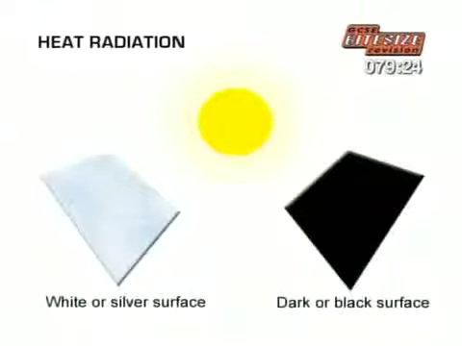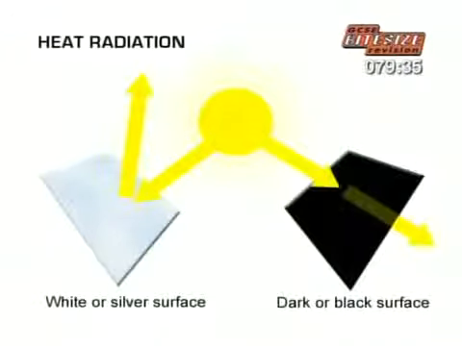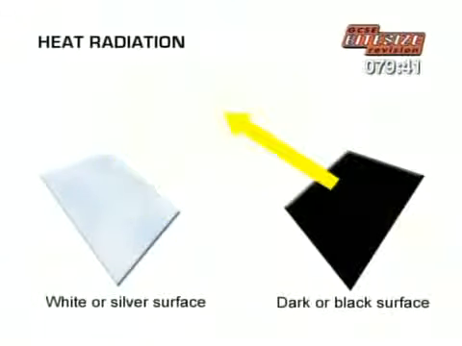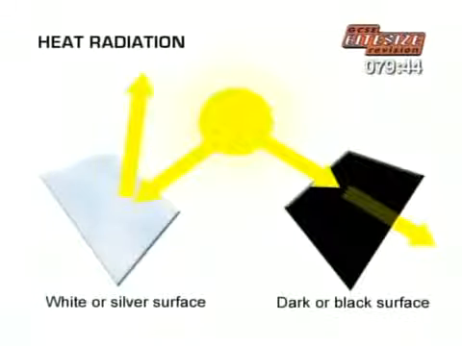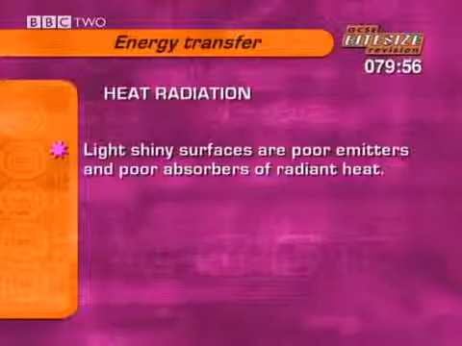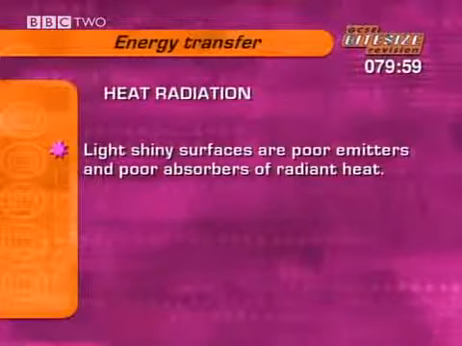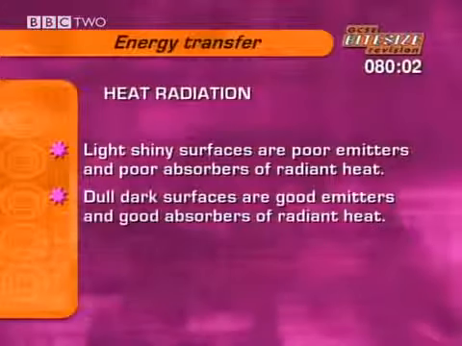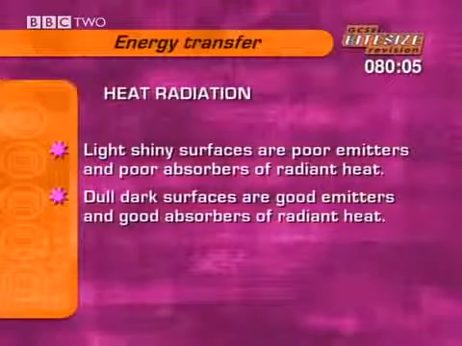The amount of radiation emitted or absorbed by an object also depends on its surface. Silvery and white surfaces are good at reflecting radiation, poor at absorbing it, and poor at giving it off. Dull dark or black surfaces are not good at reflecting radiation and are good at absorbing it. They're also better at emitting radiation. Buildings in hot countries are painted white, so they reflect heat radiation from the sun and keep cool. We also wear white clothes in the summer. So, light, shiny surfaces are poor emitters and poor absorbers of radiant heat, and dull, dark surfaces are good emitters and good absorbers of radiant heat.